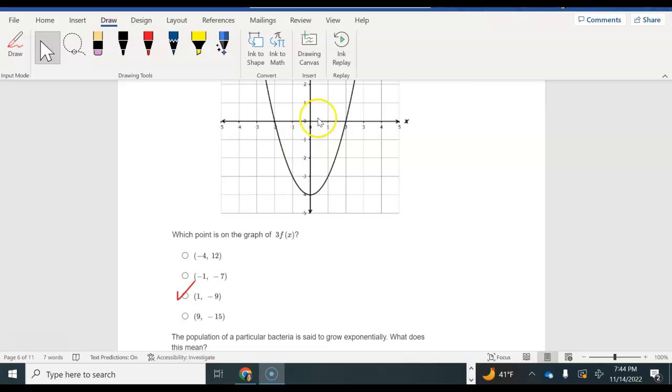But let's check the next one. So if x is 1, my f of x is negative 3. And what is negative 3 times 3? Negative 9. So this point would be on the graph of 3 times f of x. We don't even have to check this one just to save time, but you can see that 9 would be way out here somewhere, and negative 15 would not be on there. But besides that, we don't have to look at the last point.